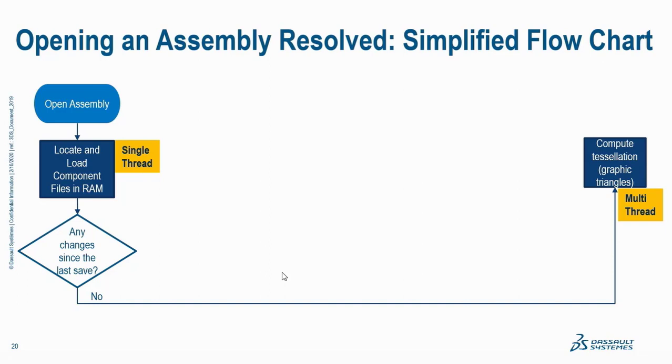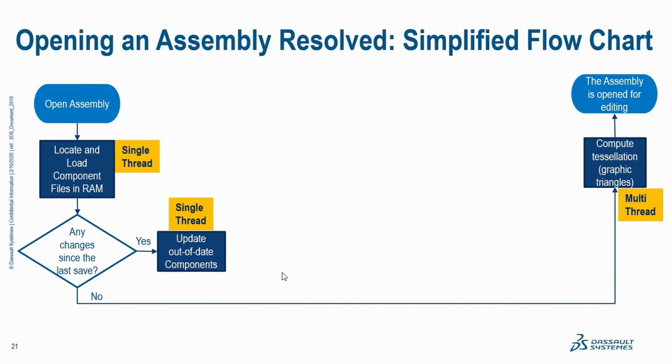I will explain later what tessellation is; basically it is graphic triangles, and I will show what it looks like in later slides. So if there is no change, it will directly go to the graphics triangles and your assembly will open. That is very simple. If no changes happened between the two openings, it takes a very short path and takes less time to open.